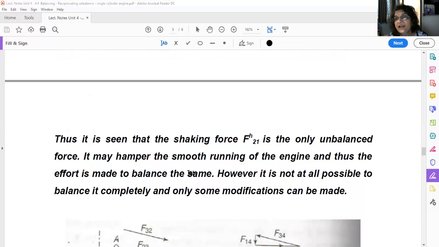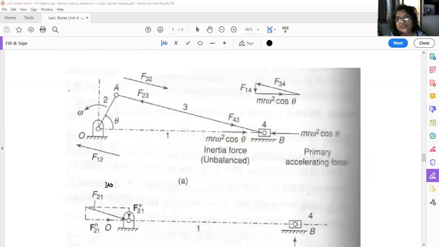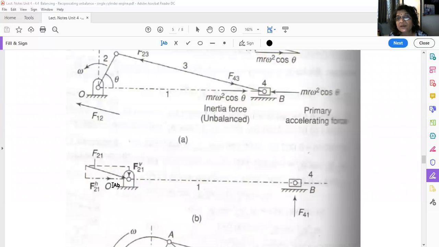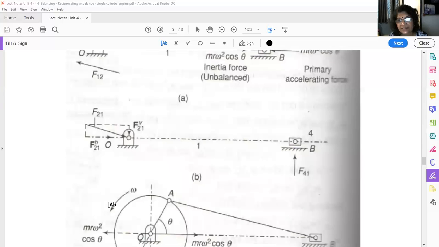Now it is seen that shaking force FH21 is the only unbalanced force. Okay, it may hamper the smooth running of the engine, and thus the effort is made to balance the same. However, it is not at all possible to balance it completely, and only some modifications can be made. That means what? This force is unbalanced, no? This FH21. So how this is balanced, we are going to study, but that will also tell us that we cannot completely balance it. Some part of unbalance will always remain there. Why? Let us see here.